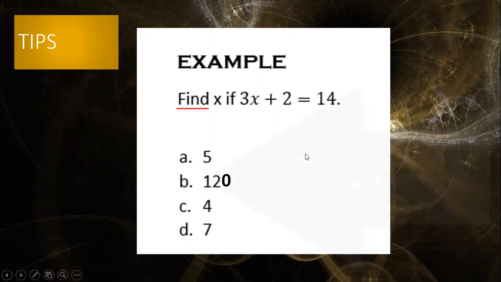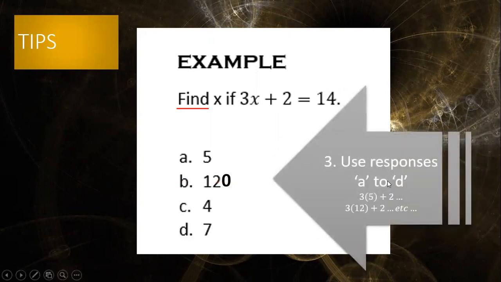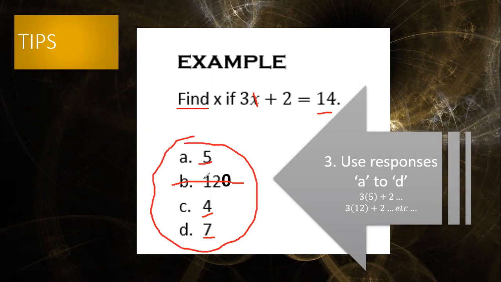But there's one more tip I want to tell you about. Use the responses, E to D. In other words, replace x with 5 and see if you get 14. We already eliminated this one. Replace x with 4. Replace x with 7 and see if you get 14. All right. One of the ways, if you're stuck in the question, besides going back to the front cover where there's the formula list, is to use the responses. Put it back into the question and see if you get the answer that the question is giving.